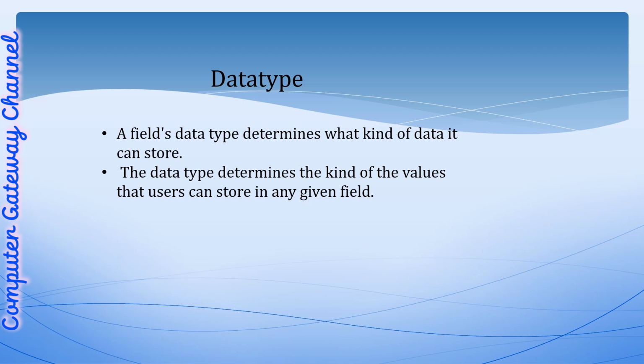Microsoft Access supports different types of data, each with a specific purpose. The data type determines the kind of values that a user can store in any given field. Each field can store data consisting of only a single data type. Let's have a look at some data types offered by Microsoft Access.